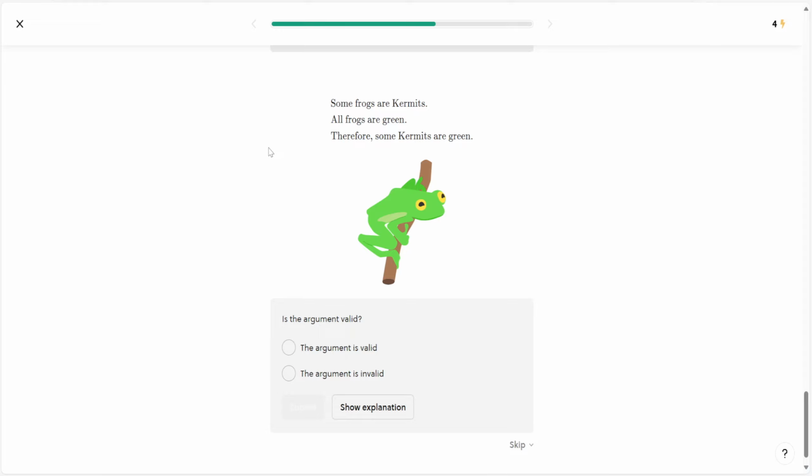Right, some frogs are Kermits. All frogs are green. Therefore, some Kermits are green. Oh, I'm going to need to use a pen and paper. I need to draw this diagram. I can't do this in my head.